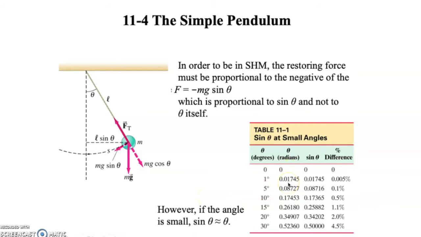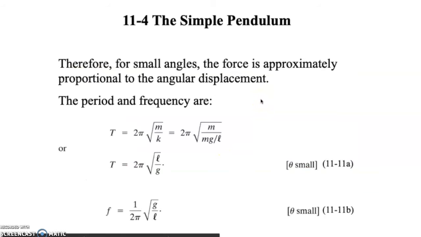So you can see here the situation where those could happen, right? It's pretty close as our angles are small, but as our angles get bigger, there's a lot more difference between the sine and the actual angle. Therefore, for small angles, the force is approximately proportional to the angular displacement.